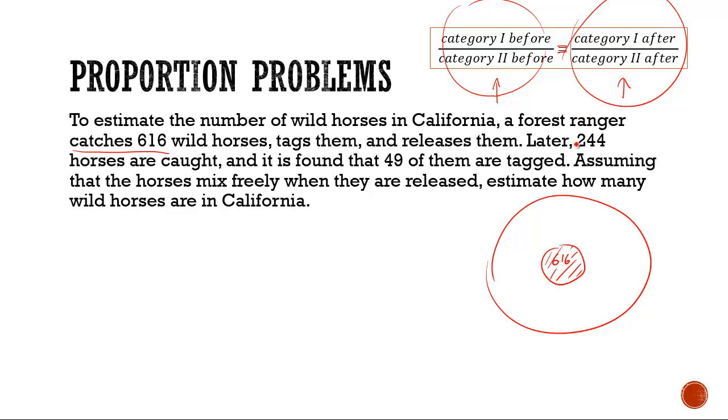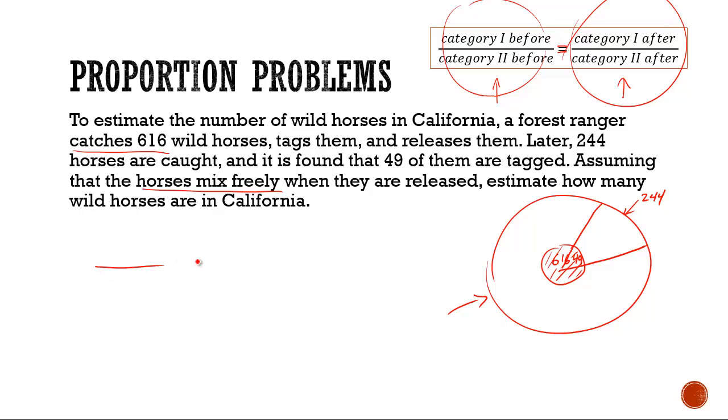And after a period of time, in case 2, 244 horses are caught. And out of those 244 horses, 49 of them are tagged. So that's like saying, let's just take a slice out of our whole amount of horses. The tagged amount is going to be 49, whereas this total slice was 244. So assuming the horses mix freely, we want to find out approximately how many wild horses there are in California in total. Like, what's this big chunk? Because obviously that's impossible to catch them all.